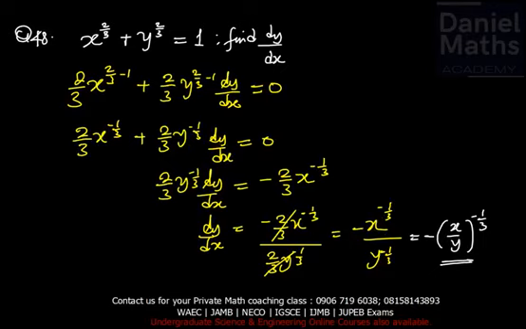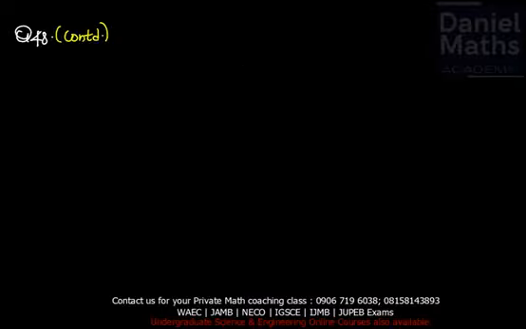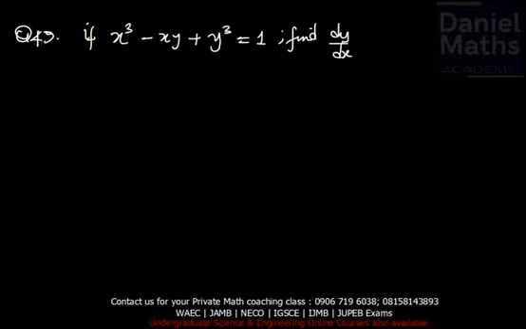Let's move over to look at question 49. Question 49 here tells us that if x raised to the power 3 minus xy plus y cubed is equal to 1, find dy/dx.